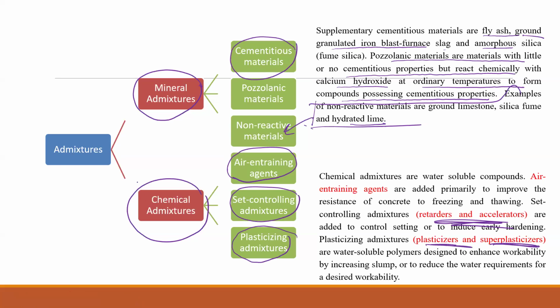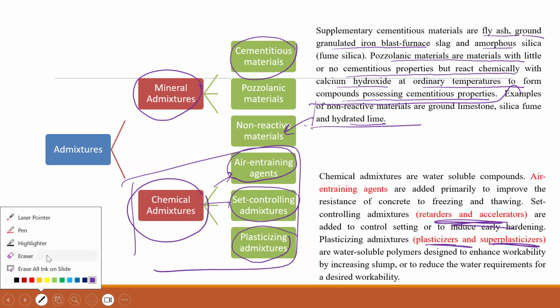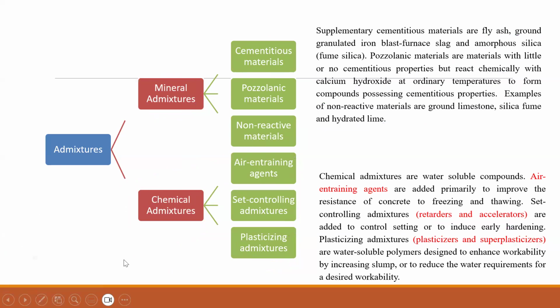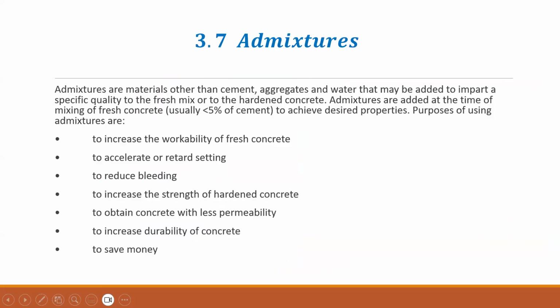So these chemical admixtures are to get the voids, and also to control the set, and also to improve the workability. Depending on our need, we can add these admixtures when we are mixing the concrete, but it should be less than 5% of the cement. So I told you before as well.